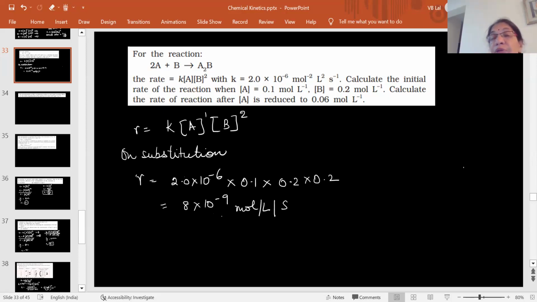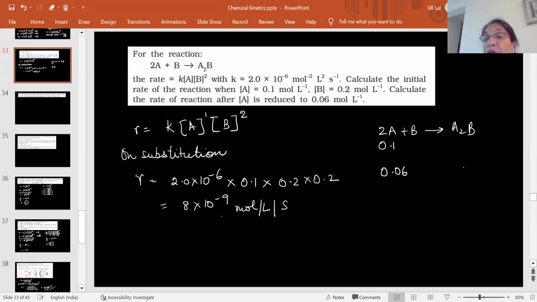Now the next part of the question says calculate the rate of reaction after A is reduced to 0.06. So what has happened to A? A is reduced to 0.06. Now you have to look at the equation. You have to do the first part, what we did. So what has happened? From 0.1, it has got reduced to how much?